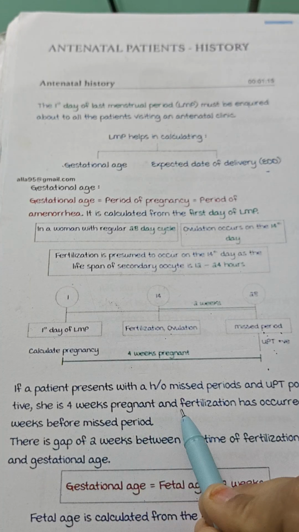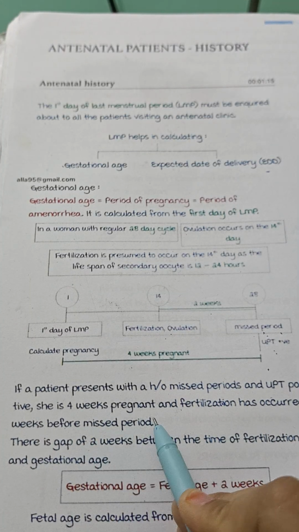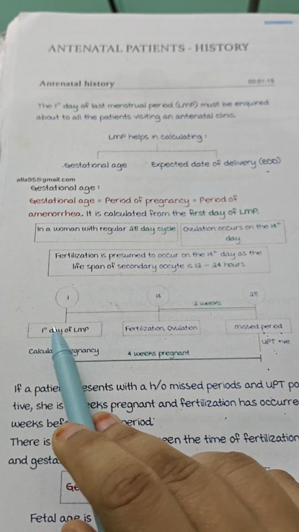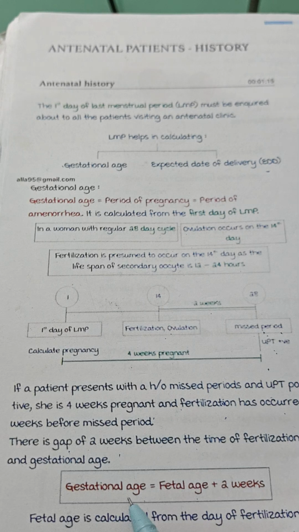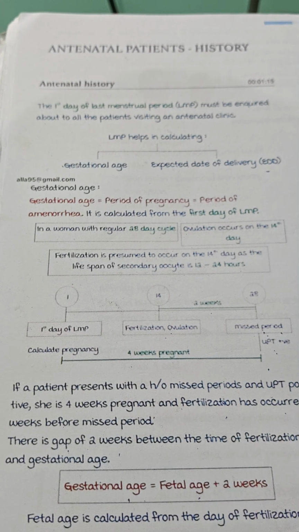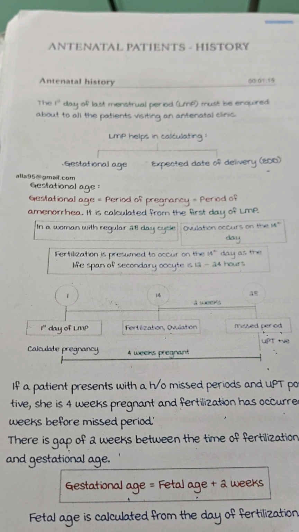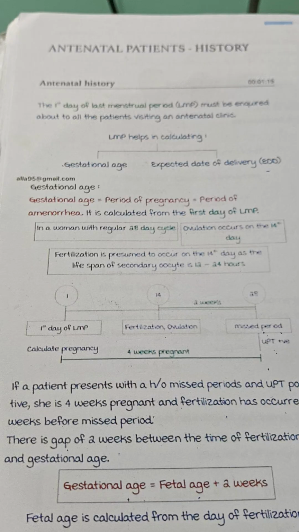If a patient presents with a history of missed periods and UPT positive, she is 4 weeks pregnant, and fertilization occurred 2 weeks back. There is a gap of 2 weeks between the time of fertilization and the gestational age. Gestational age equals fetal age plus 2 weeks. Fetal age is calculated from the day of fertilization. A gestational age of 36 weeks 6 days means 36 weeks 6 days, and if we want to calculate the fetal age, then fetal age is 34 weeks 6 days. Fetal urine production begins by 12 weeks, as we have already discussed, and 12 weeks is calculated from the first day of LMP.